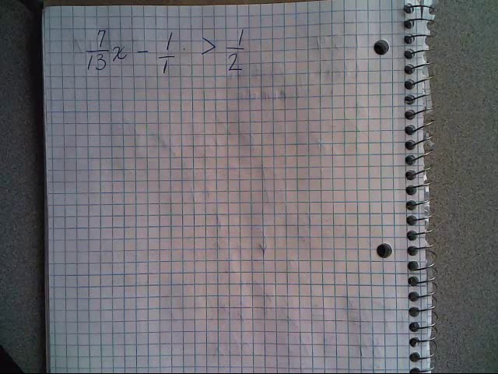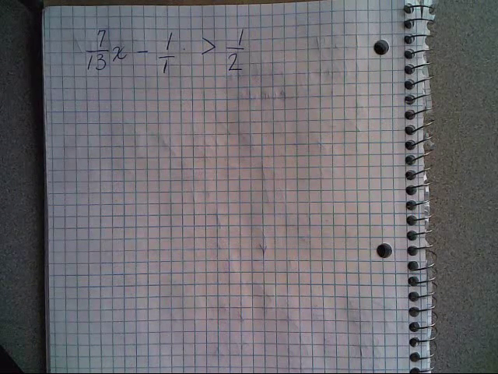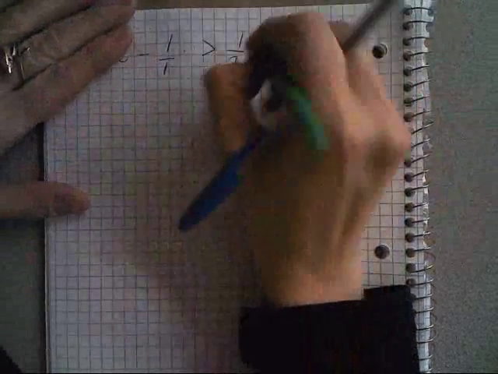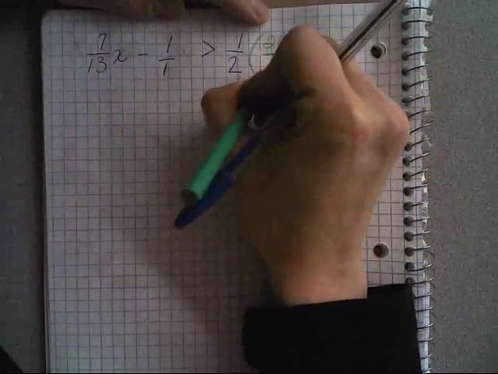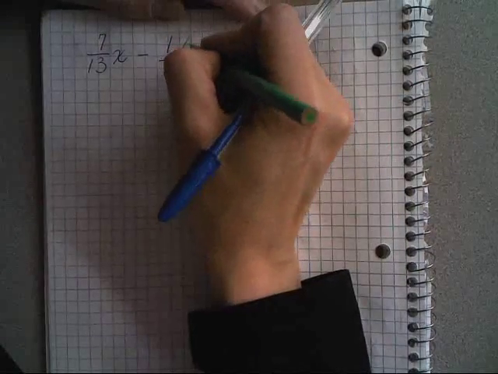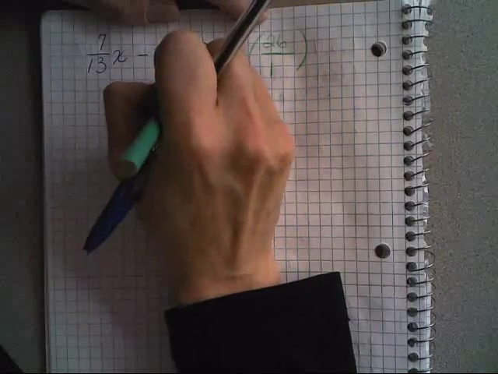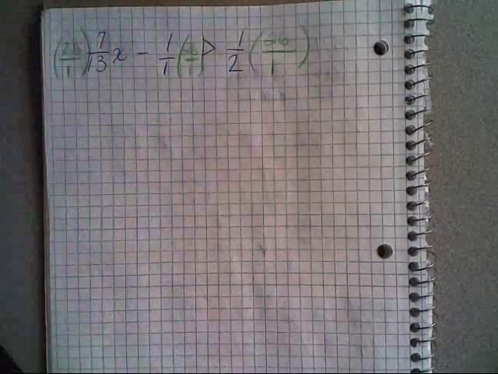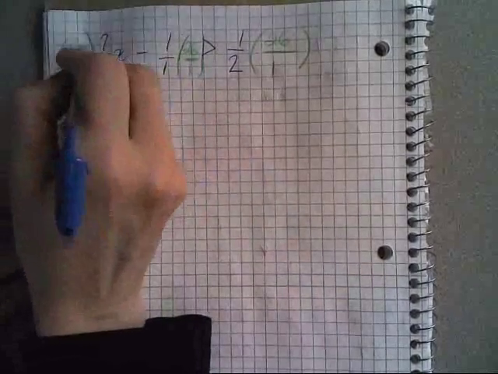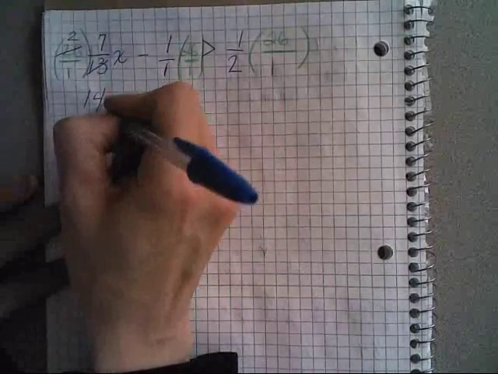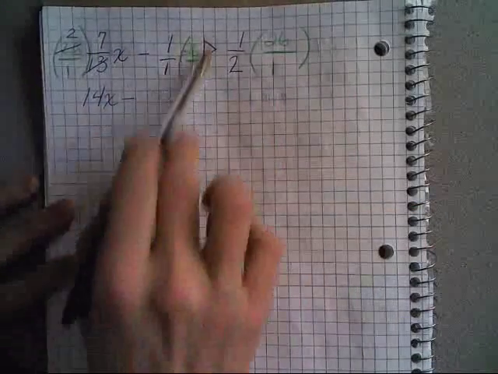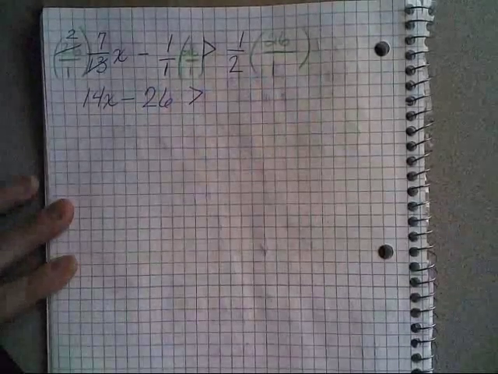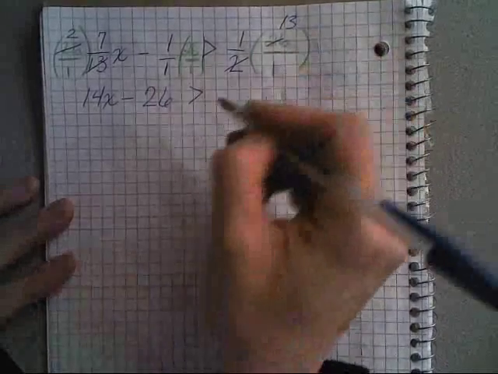What is the least common multiple of 13, 1, and 2? 26, for the same reason as last time. Those were both prime. Every piece gets multiplied by 26 over 1. In the first position, 13 and 26, that becomes a 2. We got what, 14x? Minus, nothing reduces here. 1 into 26, so that's minus 26. And that becomes 13.